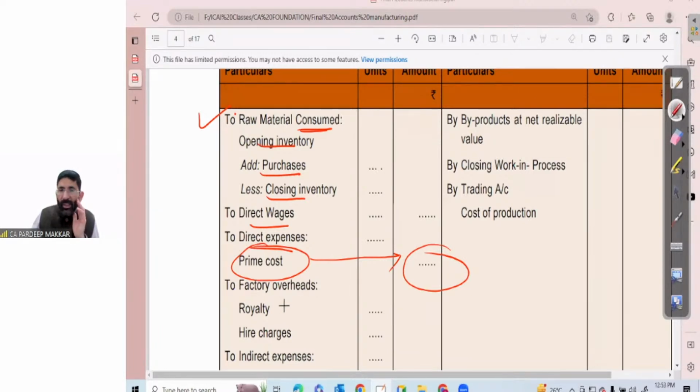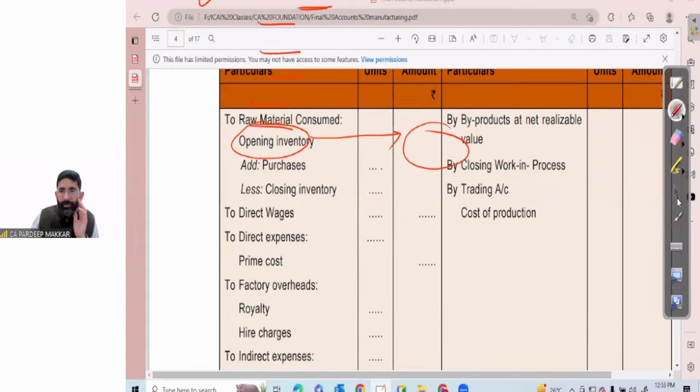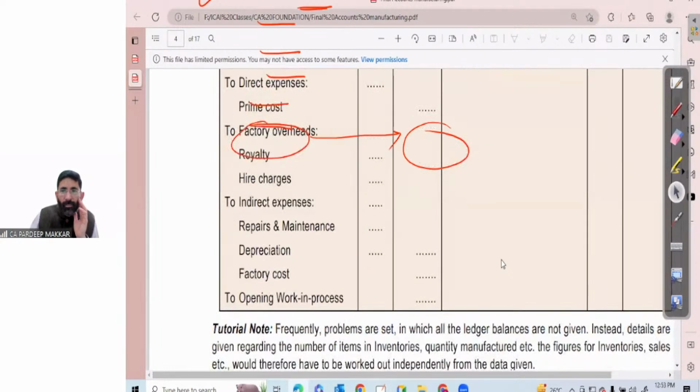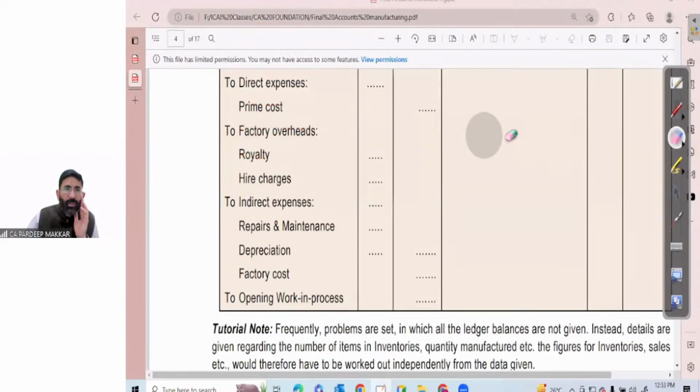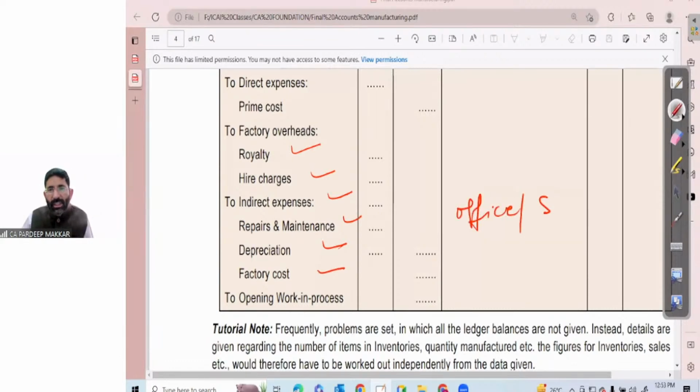Then all factory related expenses will be entered here. All factory expenses will be entered here, like royalty, hire charges, indirect expenses, repair and maintenance. Selling expenses will not be entered here. Those will go to the profit or loss account. That's it. So work in progress will also be entered.